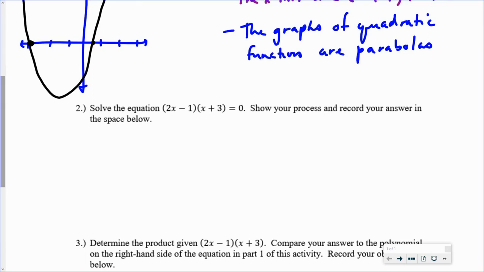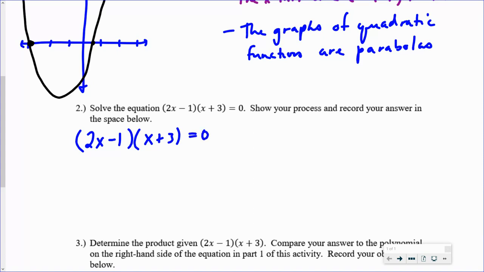So the next thing you're asked to do is solve the equation 2x minus 3 times the quantity x plus 3 equals 0. Well, this is something that we just studied last week. To solve this, we have to apply the zero product property that we learned last week. So here's our equation.